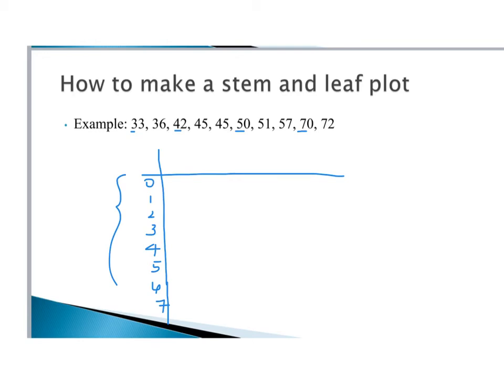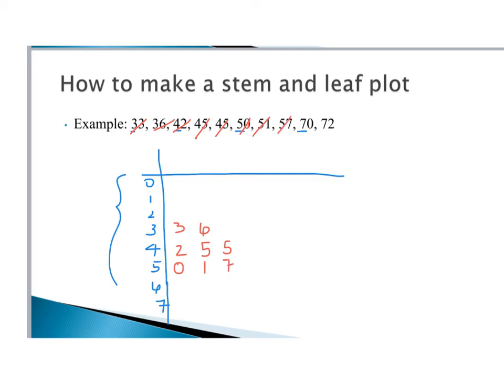So for the number 33, I have 3 tens and 3 ones. Then I have 36, which is 3 tens and 6 ones. Then we're going to jump up to 42, so that's 4 tens, 2 ones. I have 2 number 45s. Then we have a 50, so that's going to be 5 tens and 0 ones. We have 51 and 57.